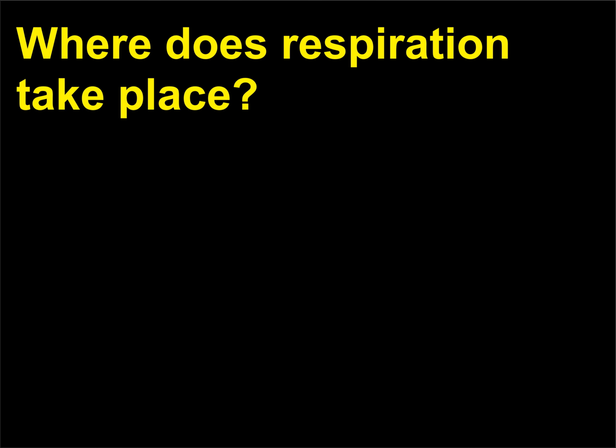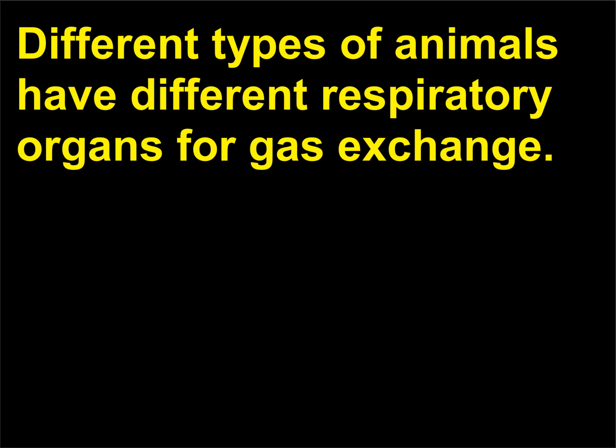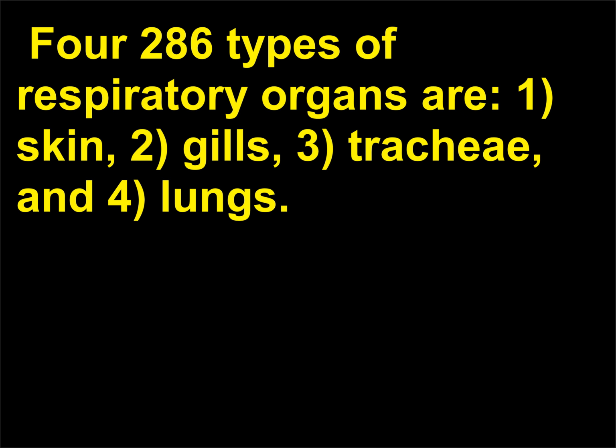Where does respiration take place? Different types of animals have different respiratory organs for gas exchange. The types of respiratory organs are: 1. Skin, 2. Gills, 3. Tracheae, and 4. Lungs.